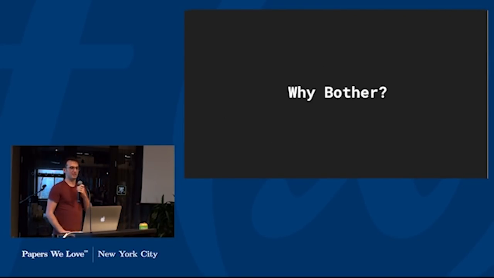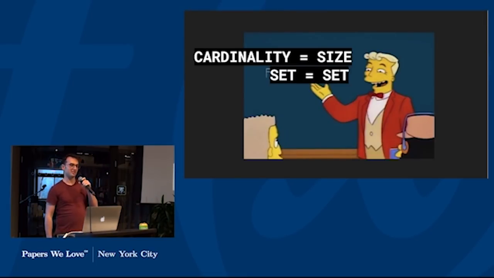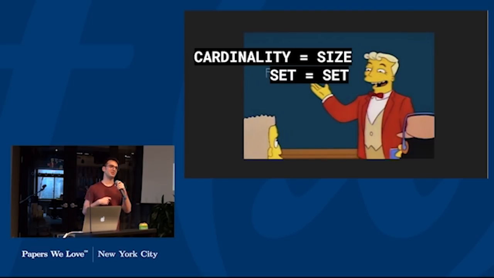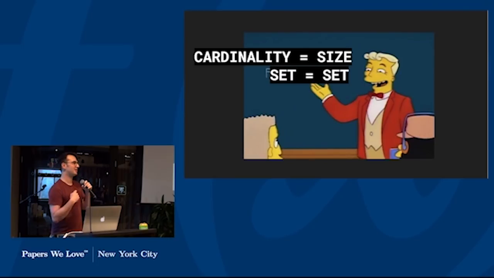So let's start at the start and figure out why we would bother doing this. This paper is about estimating the cardinality of a multiset. Cardinality is a big math word for size. And multiset just means we're trying to figure out how many things are in a set, but we're allowed to see elements of the same set multiple times. However many times you repeat an element, it shouldn't affect our guess as to how big the set is.